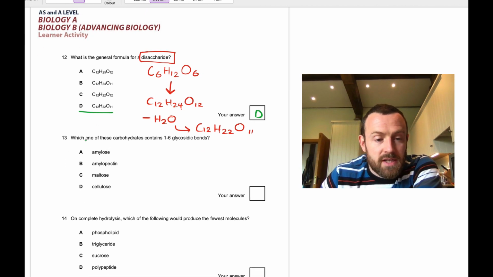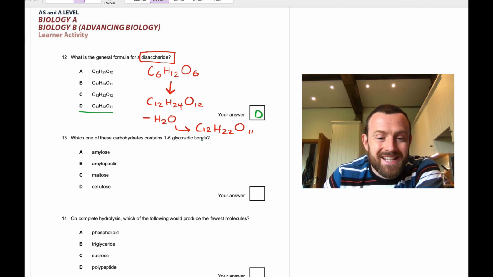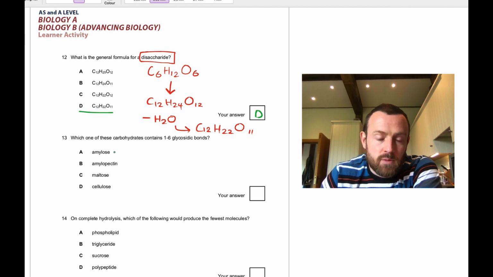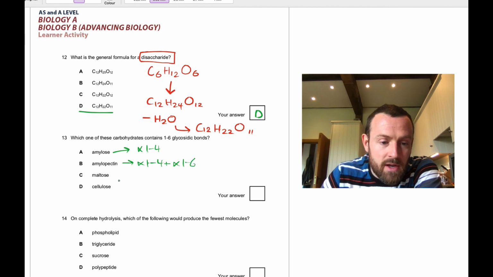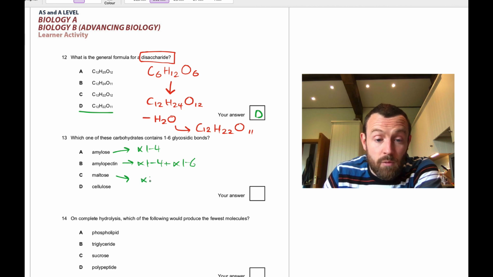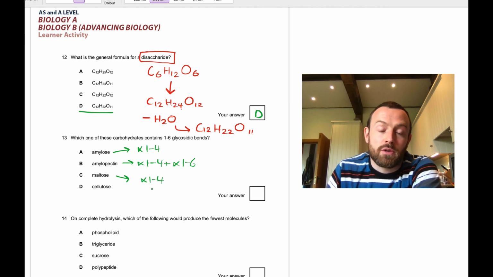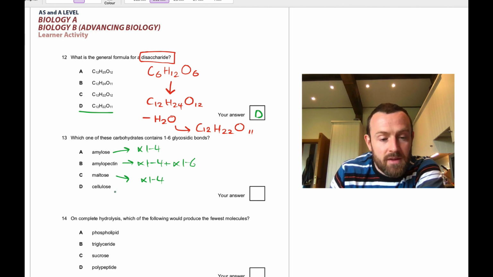Okay, 13. Which one of these carbohydrates contains 1 to 6 glycosidic bonds? Okay, well, let's say what we know. Amylose, that's alpha 1,4 only. Amylopectin, that's got alpha 1,4 plus alpha 1,6. So it's most likely going to be that one. Let's just go through each one. Maltose, that's just a disaccharide, and it's alpha 1,4. There's just one alpha 1,4 glycosidic bond in maltose holding the 2 glucoses together.